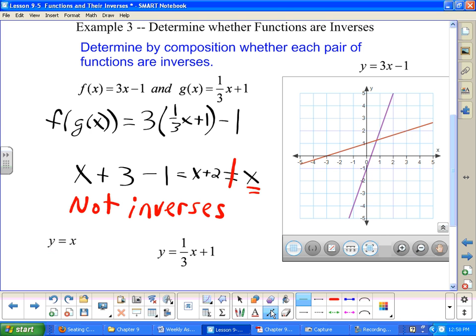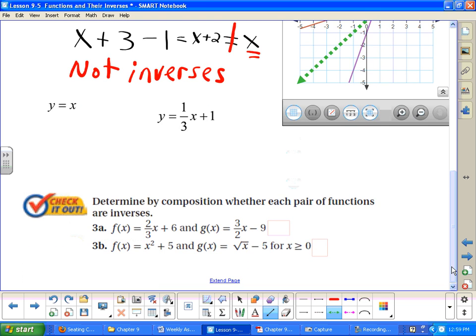So if I draw in the line y equals x, do they intersect on that line? Okay, the answer is no. So since they don't intersect on that line, then they're not inverses either. Okay, but we proved it here by showing that when I simplified f of g of x, it did not equal x. So I don't have to do g of f of x. But if it did equal x, then you would have to do g of f of x to prove that it works the other way also. You can't just do it the one way. You got to show it both ways.